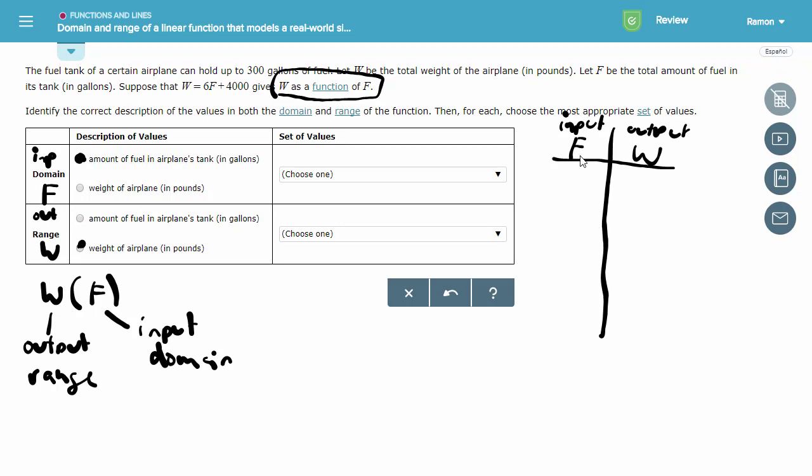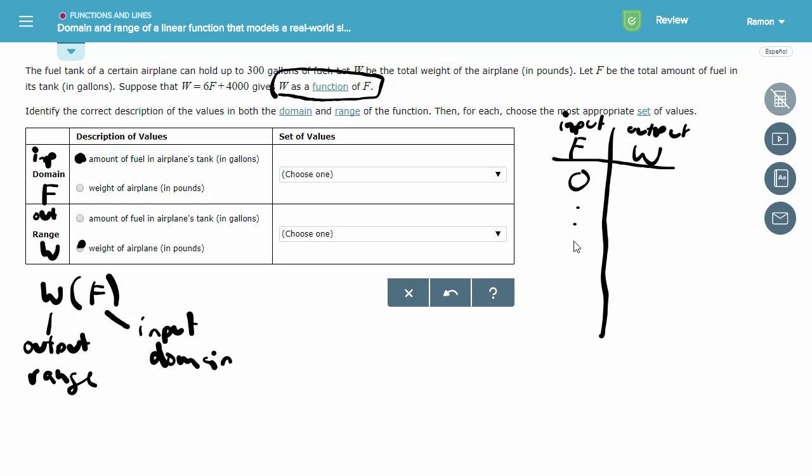And the hardest part is figuring out the inputs. Here's what you have to do. You want to ask yourself, what is the lowest possible value and the highest possible value for the amount of fuel in the airplane's tank? In other words, what is the lowest amount of fuel an airplane's tank can hold? You have to figure it out on your own. They're not going to tell you. And by thinking about it, I know that the lowest amount of fuel a tank can hold is 0 gallons. You can't go less than that, because you'd get a negative number and it wouldn't make sense.